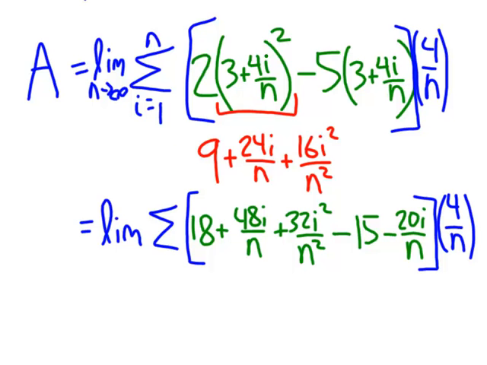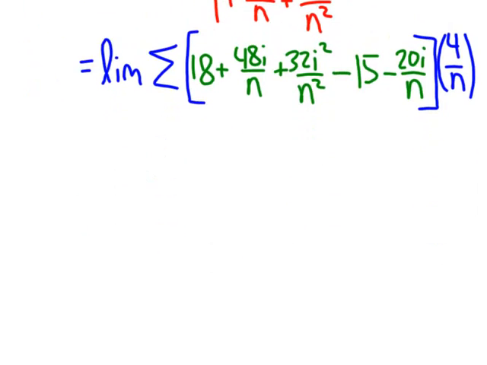Okay, so before we distribute the 4 over n, let's combine some like terms here. 18 and minus 15 will give us 3. 48i over n minus 20i over n will give us plus 28i over n. And then finally, the 32i squared over n squared.